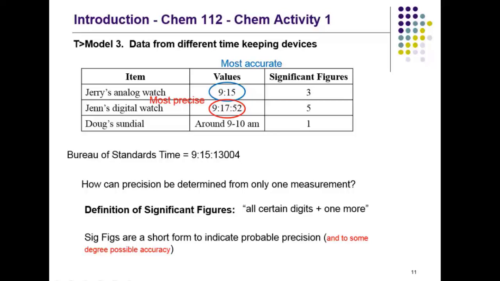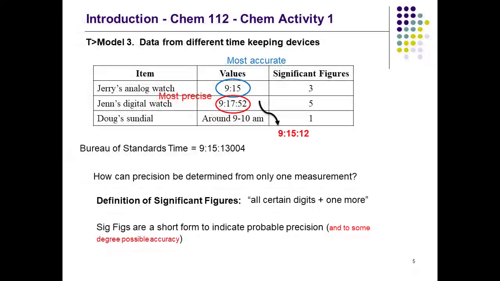To help you understand what I mean, let us say that Jen's digital watch actually measured a value of 9:15:12. Jen's digital watch would be the most precise, of course, and compared to Jerry's analog watch, Jen's watch would also be the most accurate. In this case, having greater precision, the measured value creeps closer to the true value. Back to significant figures. Because significant figures tell us about probable precision, when we are making experimental measurements, it is important to record the values to the correct number of significant figures.